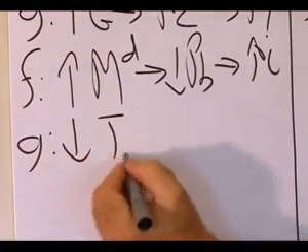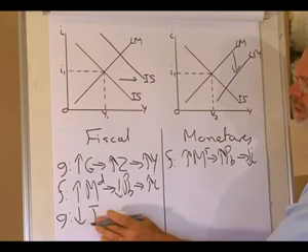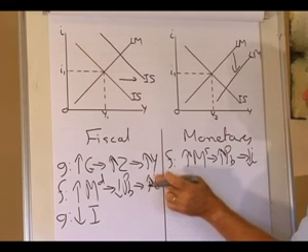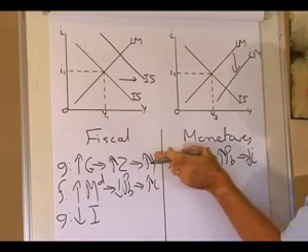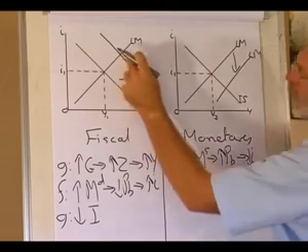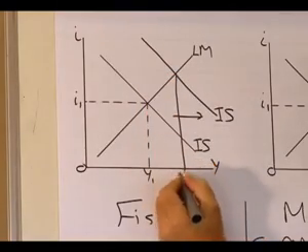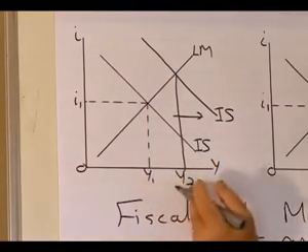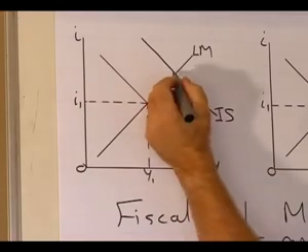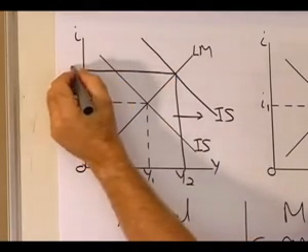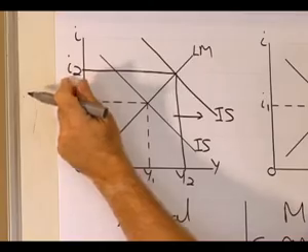Investment decreases. So with fiscal policy, we see that the interest rate went up and the level of output also went up. On the diagram, we can see the level of output increased from Y1 to Y2, and the interest rate increased from I1 to I2.